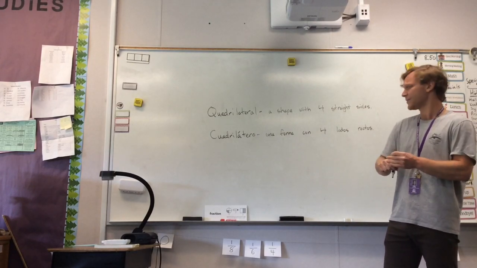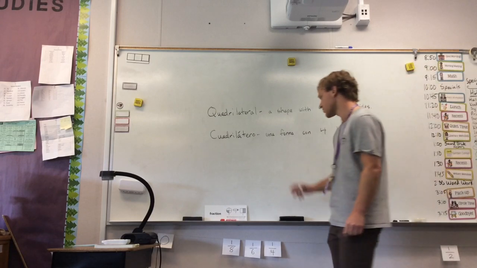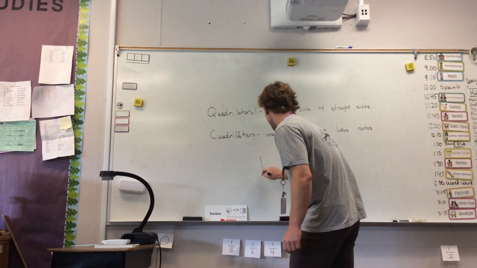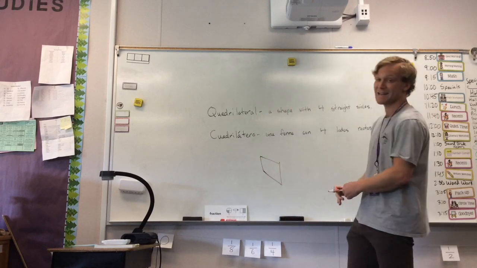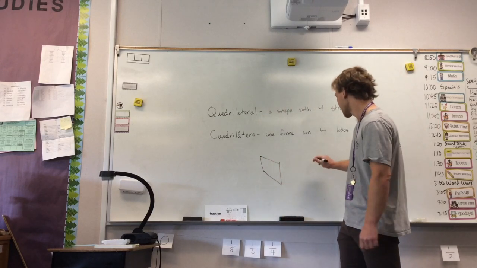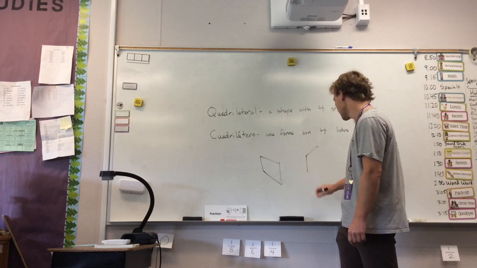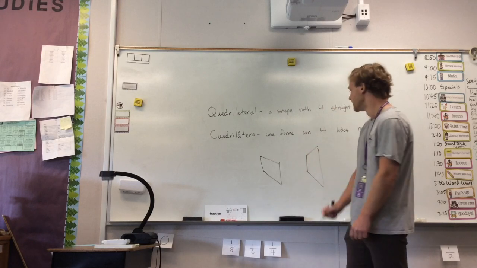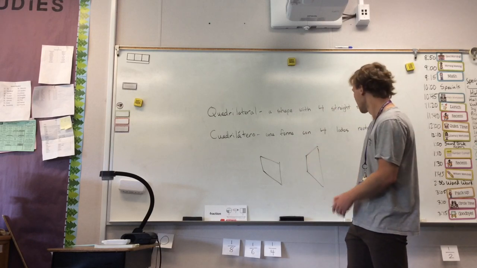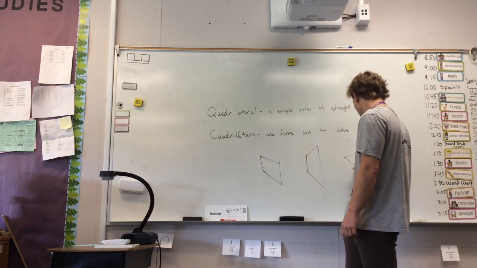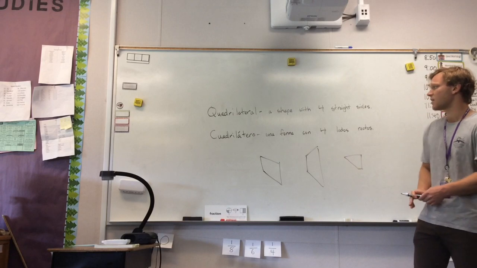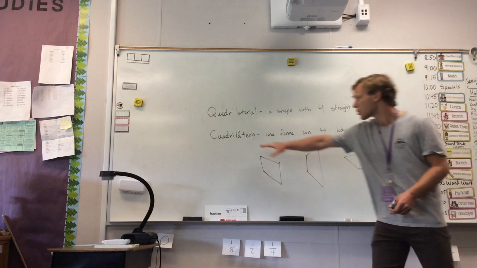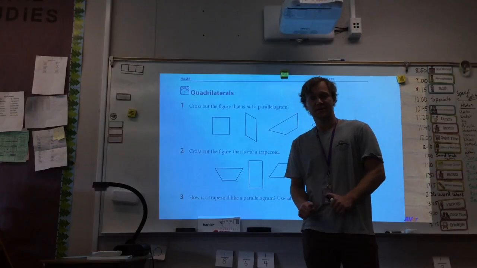So just some examples we can look at for quadrilaterals. If I draw 1, 2, 3, 4 straight sides, I could draw another with 4 straight sides, and another with 4 straight sides. All of these are quadrilaterals. Todos son quadrilateros. Okay?